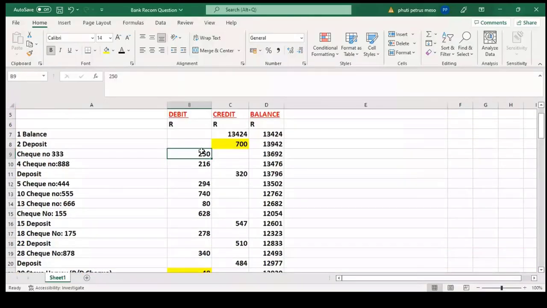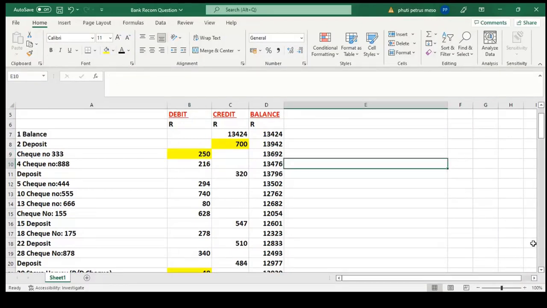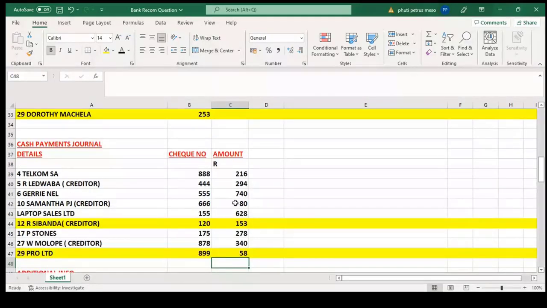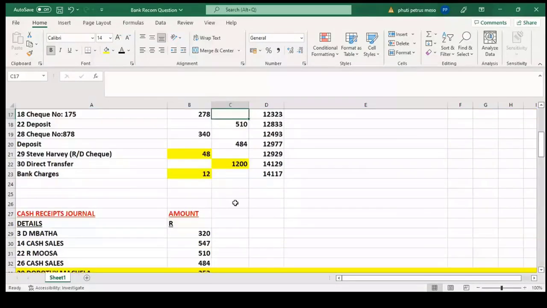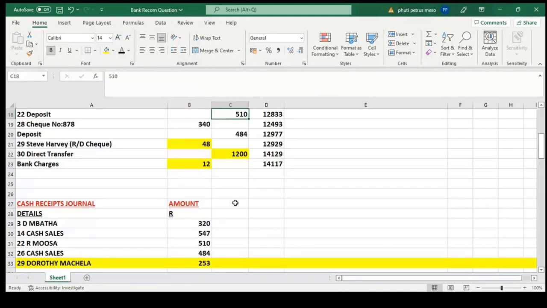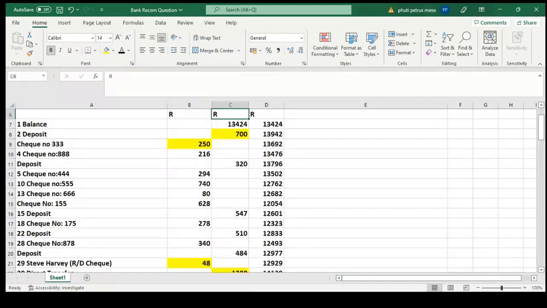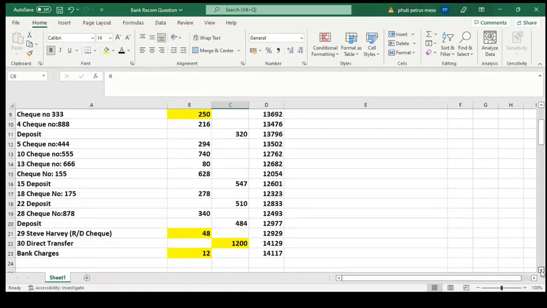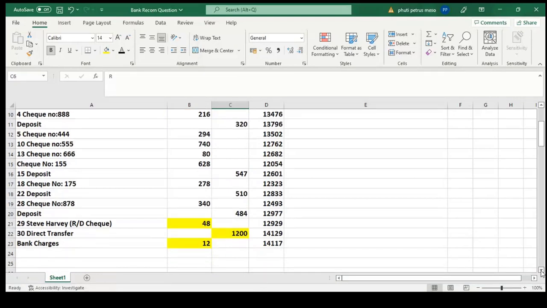250 is not in the CPJ, and it's well highlighted in yellow. Okay, let's see. We were at 15. Okay, 278, 340. So like 278 and 340, they are both there, and 58 we've identified as not being there, right? Everybody happy? Okay.